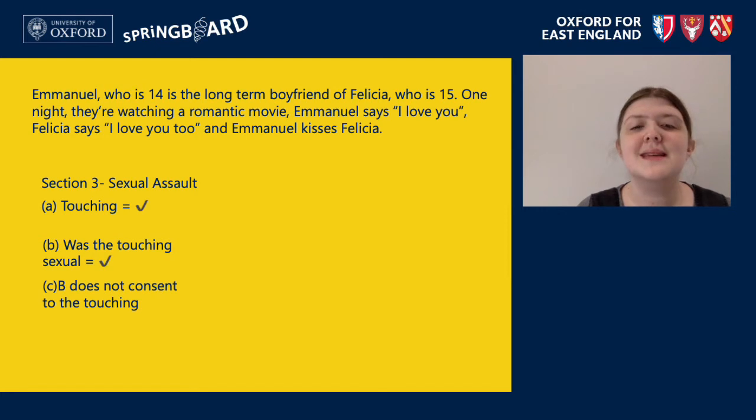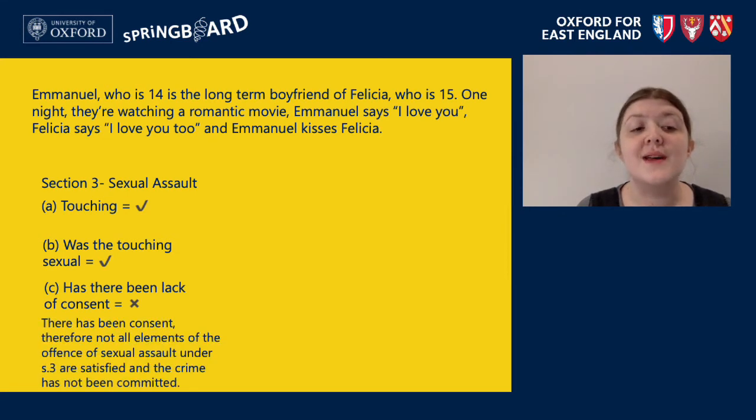But what about C? The situation here is different to that between Carlotta and Davina. Felicia's behaviour here makes it clear that she does agree to the kiss, so she is consenting. Therefore C has not occurred. There was consent. Remember, we need A, B and C to be true for the offence to be committed. So there is no offence under Section 3.